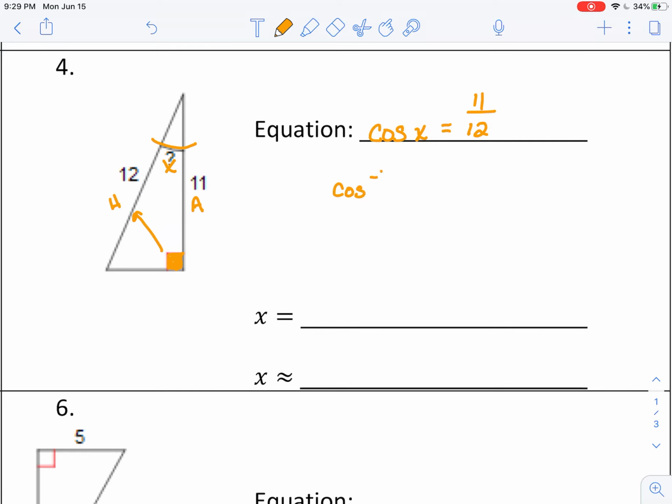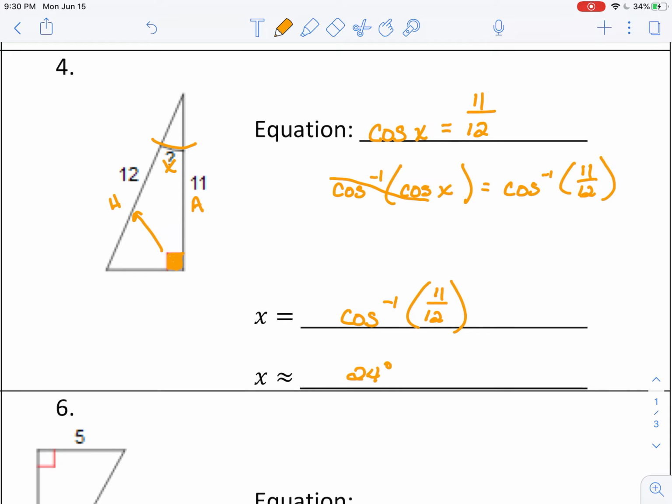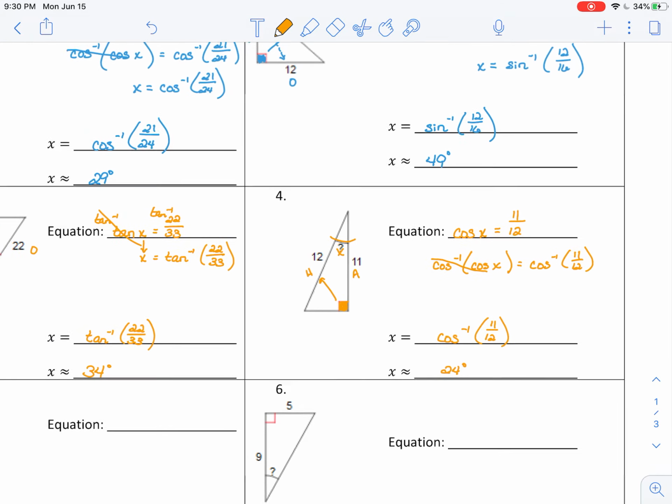To get x by itself, I need to take cosine inverse of the left side. I need to take cosine inverse of the right side. So those are going to cancel. I'm going to get x by itself, and x will be found by cosine inverse of the fraction 11 over 12. If you're finding an angle, you're going to use inverse of one of our trig functions. When I type that in my calculator, I see 23.55. So I'm going to round to the nearest whole number. It's about 24 degrees.